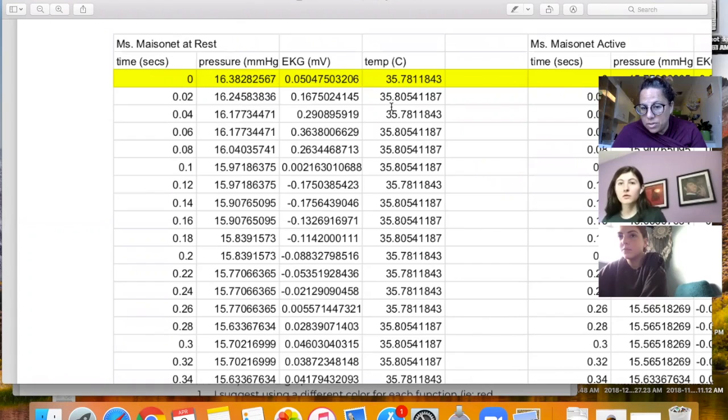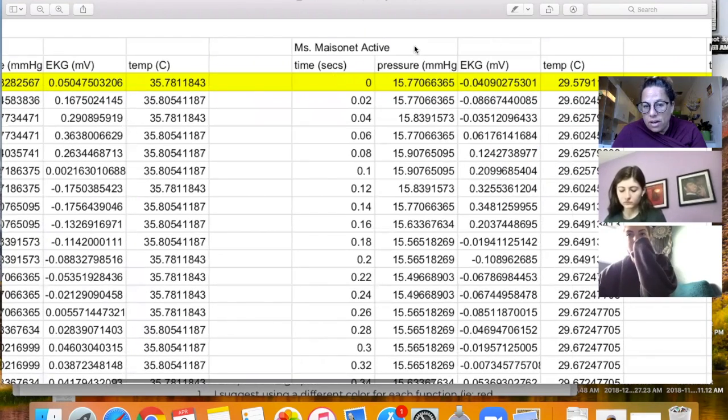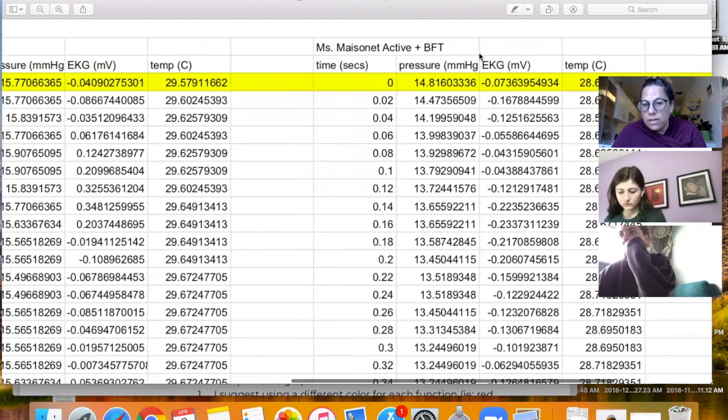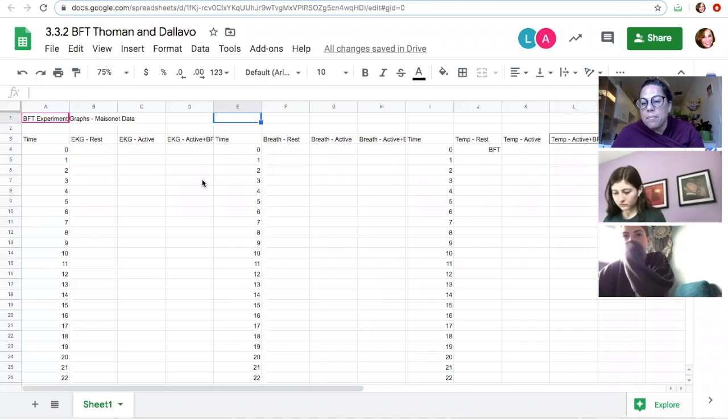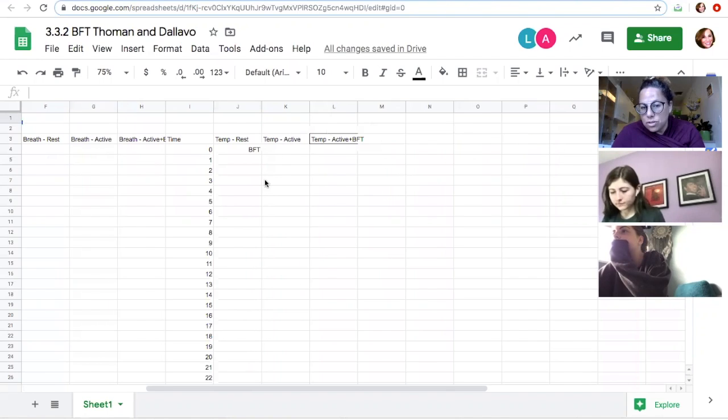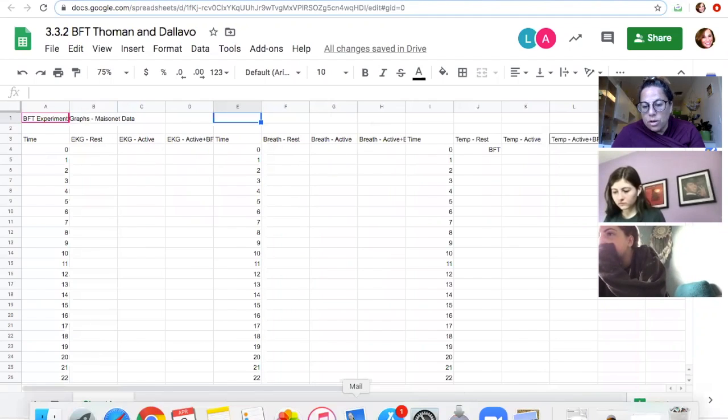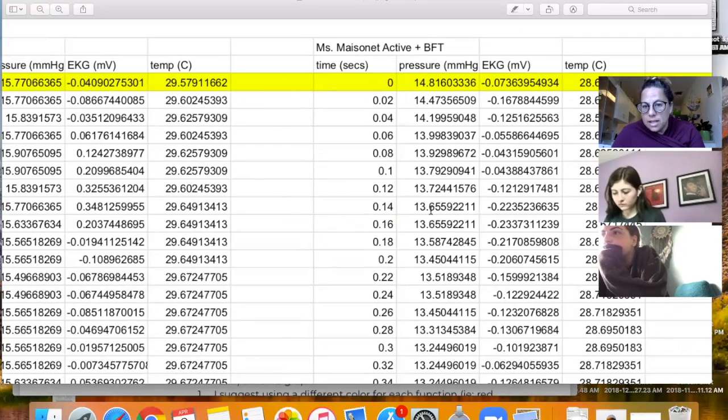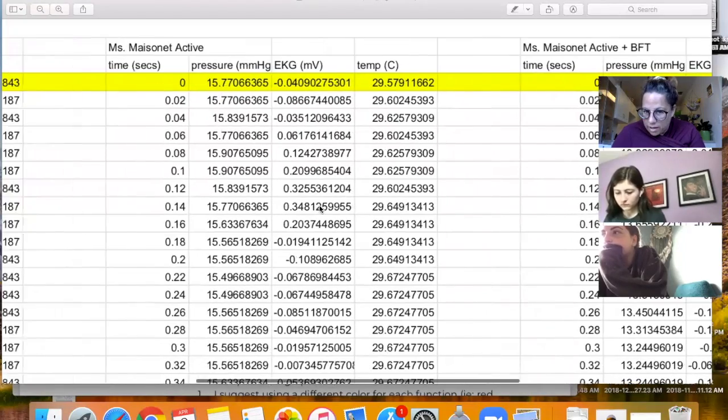Breath, heart, and temperature. All of the active are here. Breath, heart rate, temperature. And all of the active plus BFT are here. Breath, heart rate, temperature, because over here in the chart, it's set up by different reading. All of the hearts are over here: rest, active, active plus BFT. All of the breaths are in the middle: rest, active, active plus BFT. And all of the temperatures are over here: rest, active, active plus BFT. So you just have to be careful how you're going to read the information from one to the other, if that kind of makes sense.